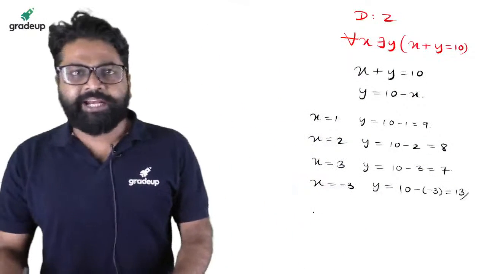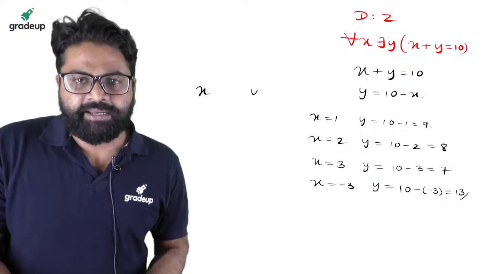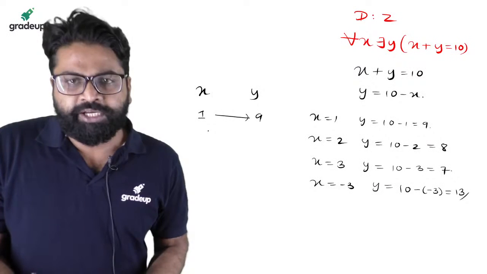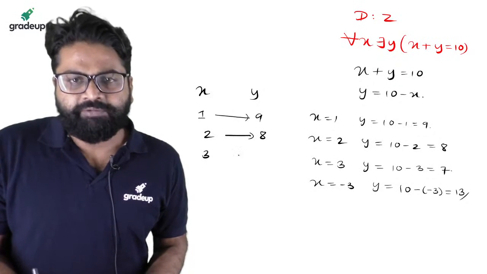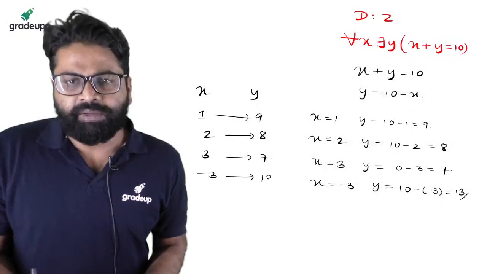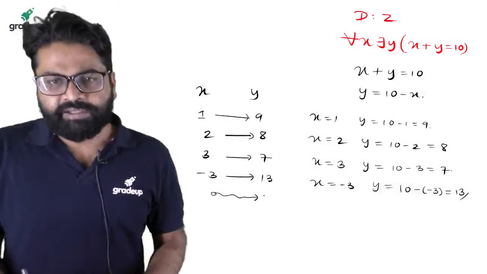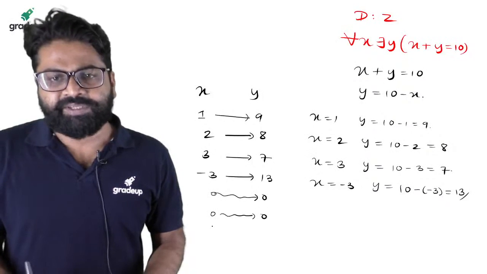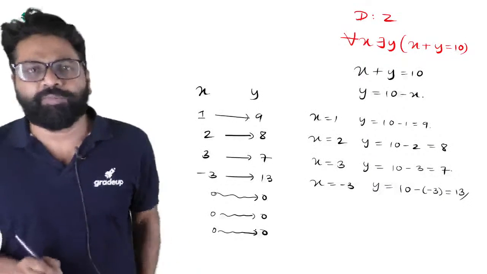Now let's understand the diagram representation. Let's consider x here and y here. If you put 1, then 1 is pointing to 9. If you put 2, then 2 is pointing to 8. If you put 3, 3 is pointing to 7. If you put minus 3, it is pointing to 13. If you take any element of x, then 100% it will be pointing somewhere in y.